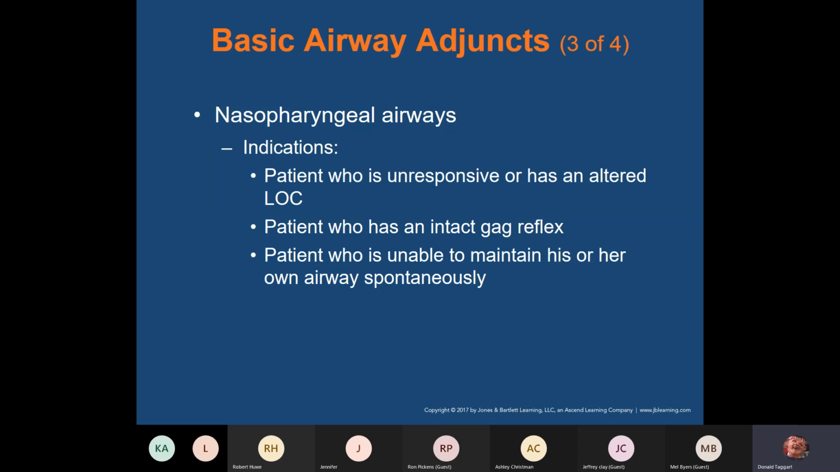In your skill station, you want to say, quote unquote, I'm putting the bevel towards the septum, because they have a bevel on them. So you want to say, I'm trying to put that towards the septum. Sometimes it doesn't work if someone's had a broken nose or a small passage, you need to move it over. But when you're putting these in, you might just need to twist it a little bit and get it to go back.